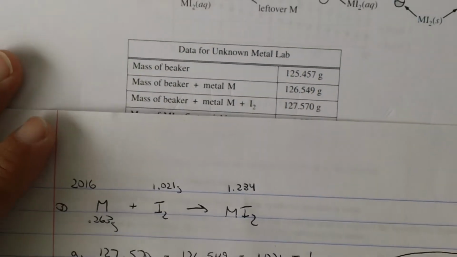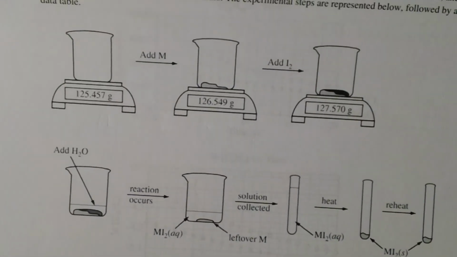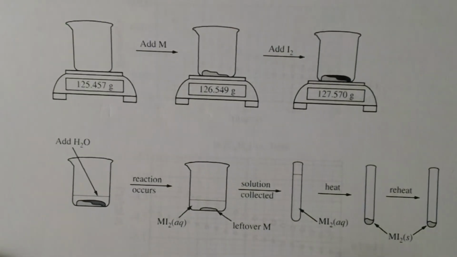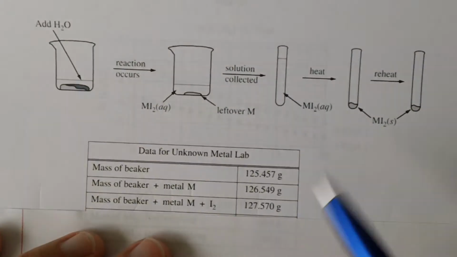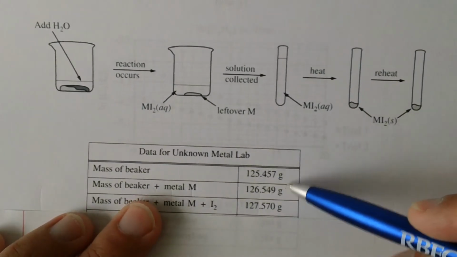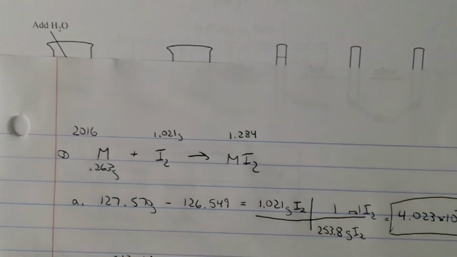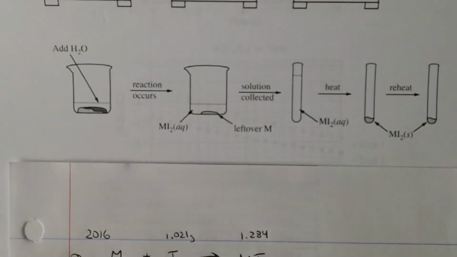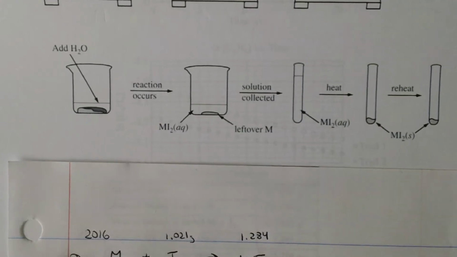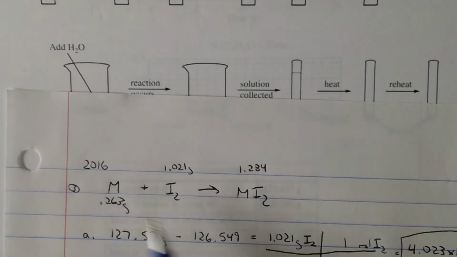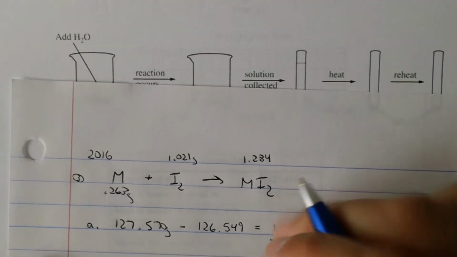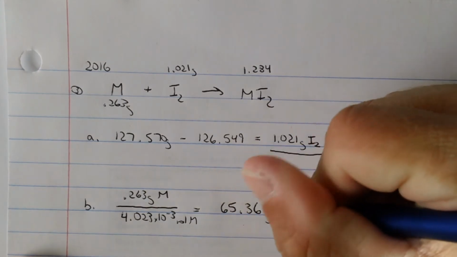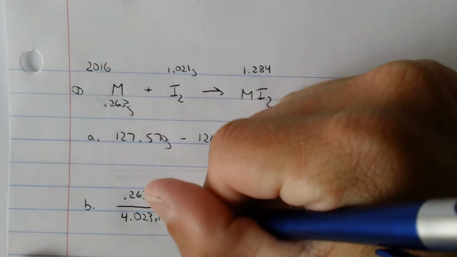Look, is that the amount of M that we had in the original solution? No, we have excess M, right? At the end of this, there's leftover M, but we started with 1 point something grams of M here. And so that 0.263 grams is how much reacted in that equation to make up that total amount of product. So that's the idea here. You can find that amount of M that reacted. So it's 65.36. That is our molar mass. That's grams per mole of metal M. That's B.